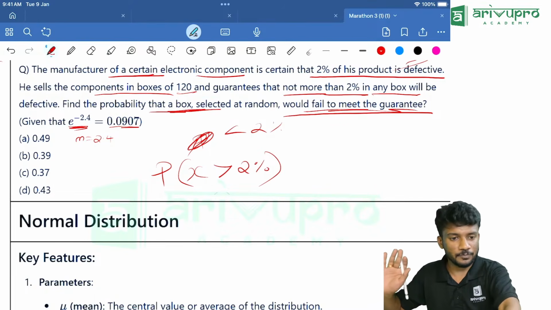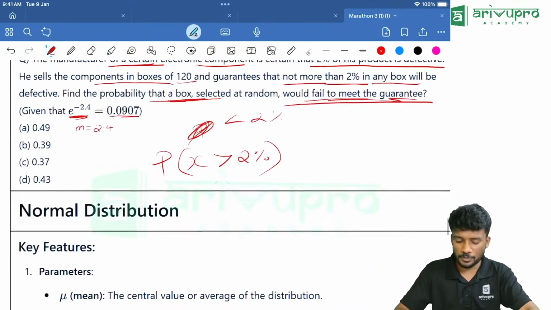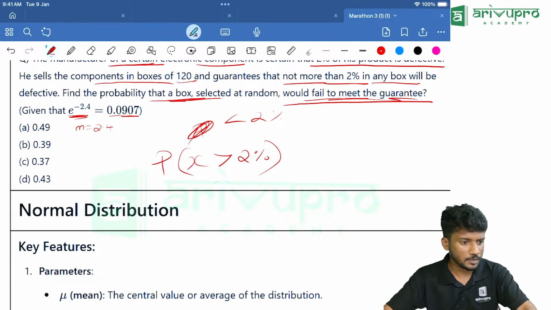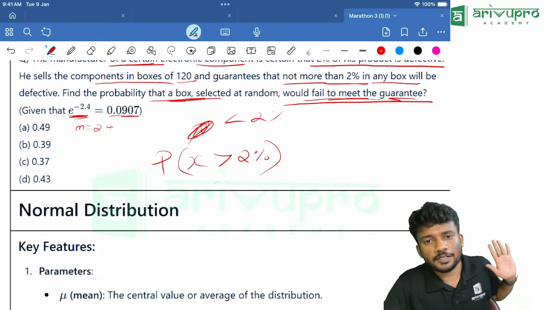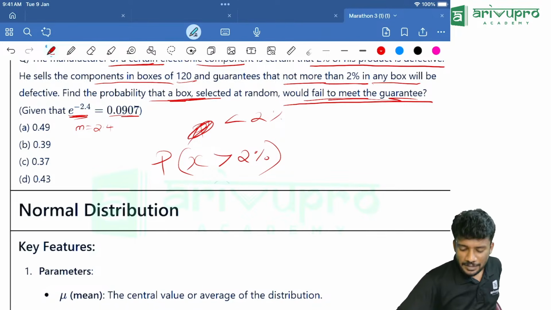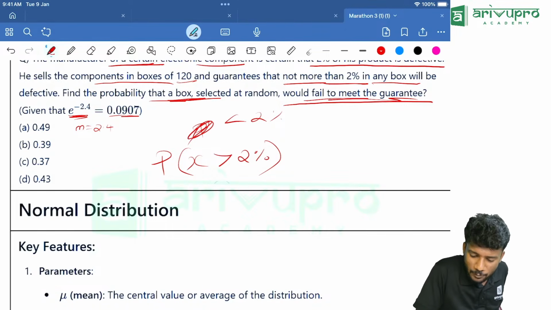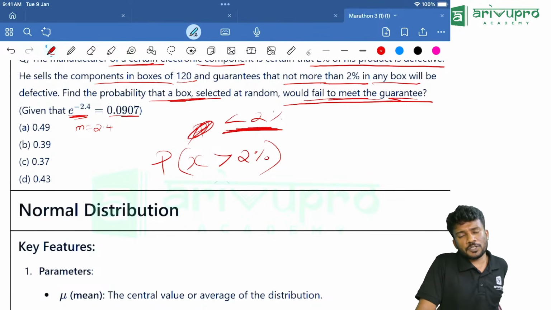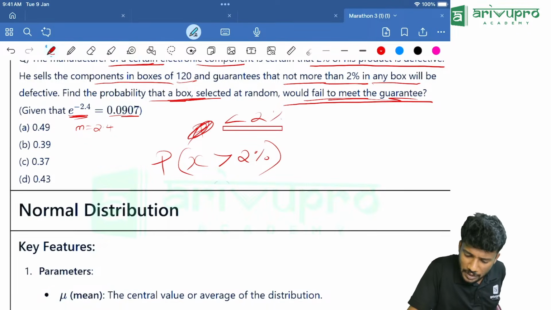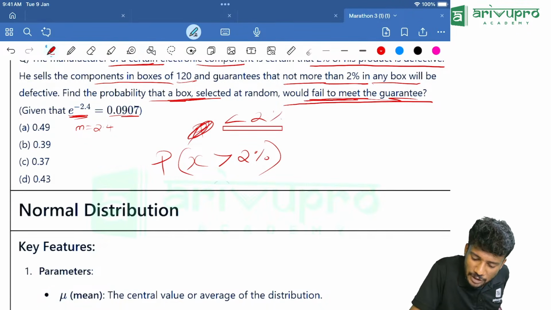Okay, we will wind up with this question. Then we will go for normal distribution tomorrow, in the coming class. Okay? Yes, tell me. Is this correct? The guarantee was it will be less than 2%. Now the question is the probability of failing to meet the guarantee.